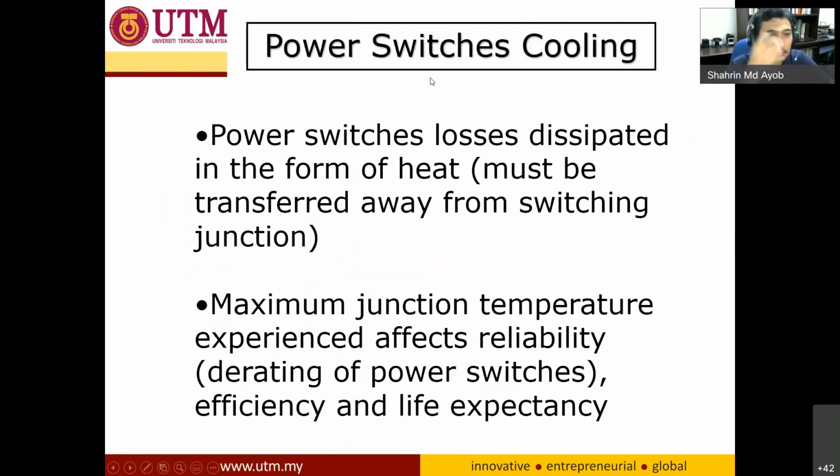Okay, so this is the power switches cooling, which I think I have already shown you in the previous class.